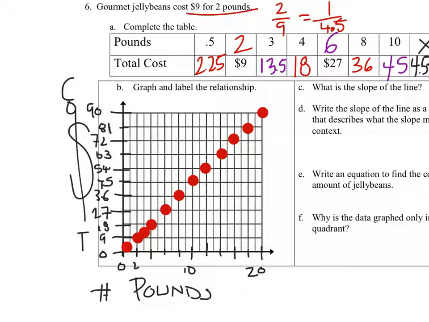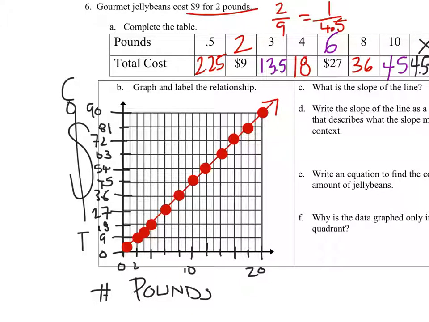Now that we have all these points, would we connect the points with a line? The question for this really is, is it possible to buy a quarter of a pound of gourmet jelly beans? Yes, it is. And can you pay $0.25 for the jelly beans? Yes, you can. So we will connect these points. But it's important to remember that this would continue on forever and ever, so we do have an arrow at the end of the line.